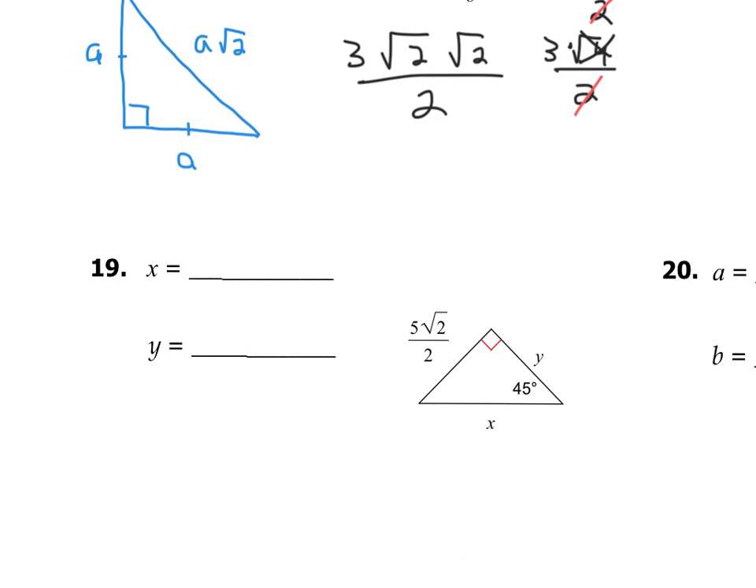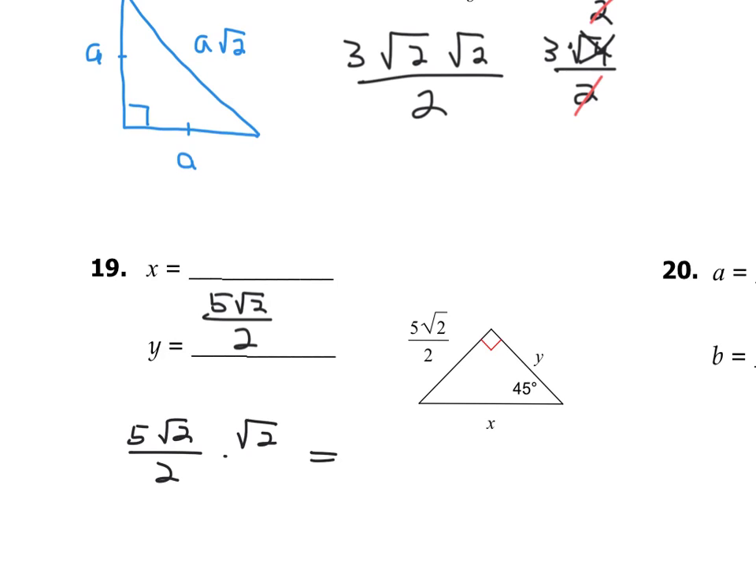So 19 is also a 45-45, so we can keep the same relationship there in that blue triangle so that we can review it. So our two legs have the same value. We've already been given one leg. So y is just going to be the same value, which is 5 square root of 2 divided by 2. Now the hypotenuse is just the leg times the square root of 2. So the leg is 5 square root of 2 divided by 2, all times the square root of 2.